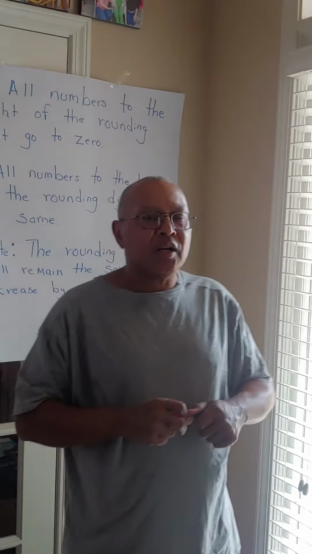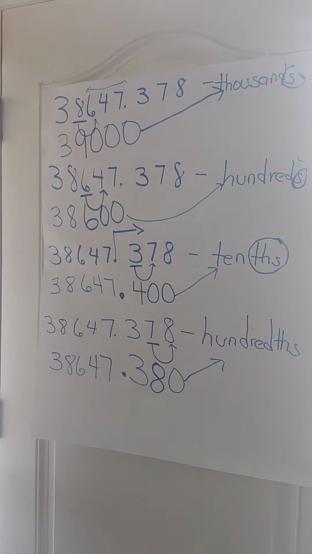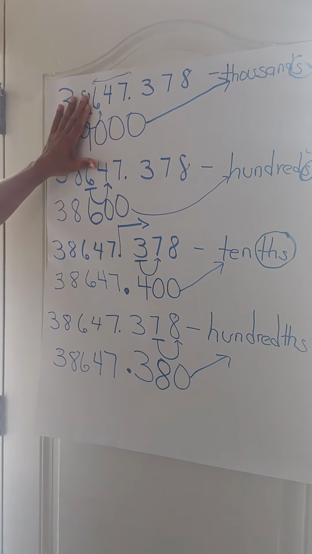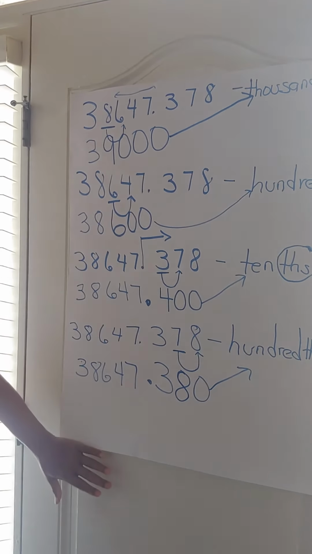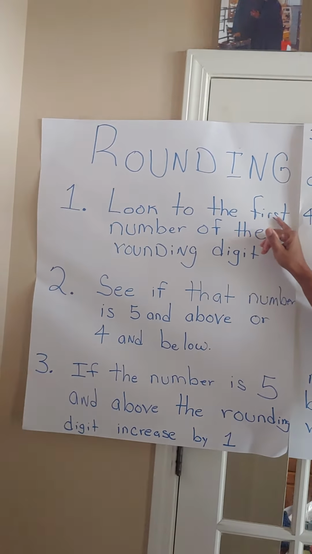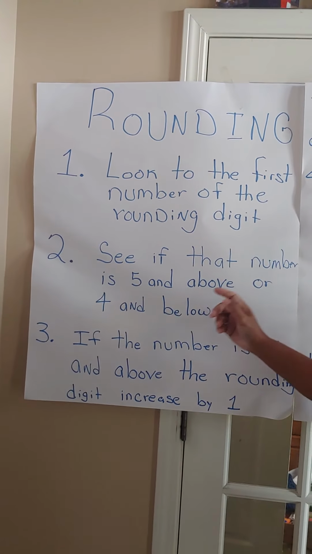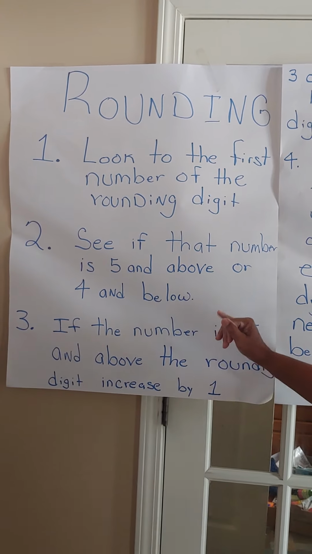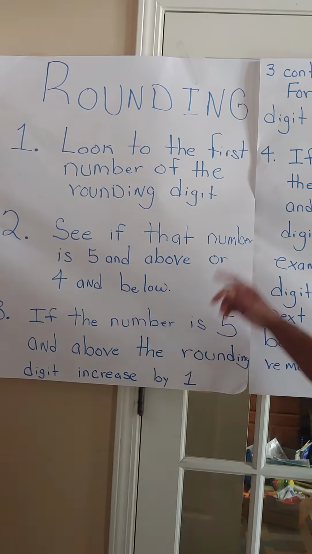Now I want you to notice one thing. You notice I used the same number as I rounded these. There was a reason for that. Because the only thing that's going to change in rounding is you're going to have a different number. But all of these steps remain the same. What we went over here: look to the first digit to the right of the rounded digit. See if that number is 5 and above or 4 and below. If the number is 5 and above, the rounded digit increases by 1.